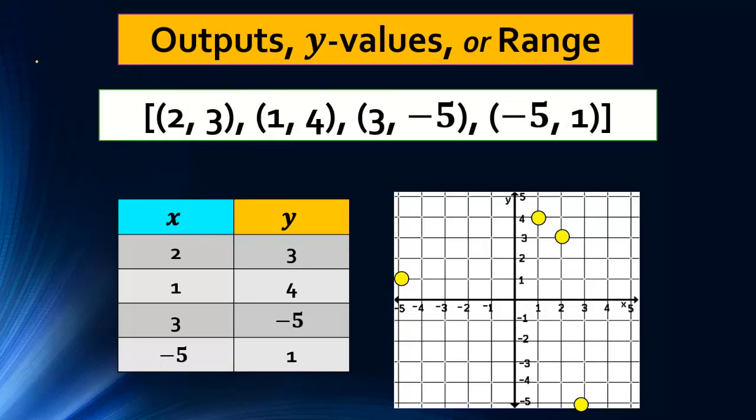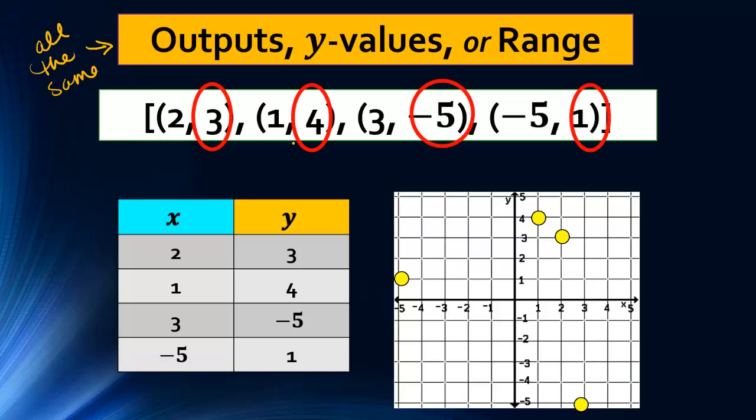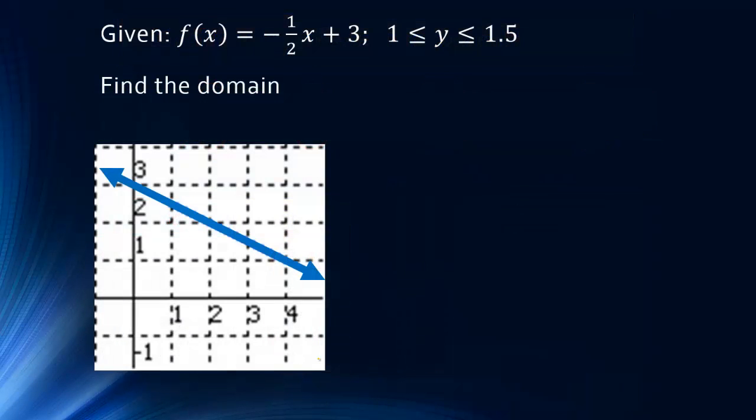Your outputs or your y values or range, again, all the same. These all mean the same thing. So given points, that would be all of these. Given a table, that would be these. And given points on a graph, that would be all these, because you have a point here at 4 on the y-axis, at 3 on the y-axis, at 1 on the y-axis, and at -5 on the y-axis. All right, so let's start with a problem.